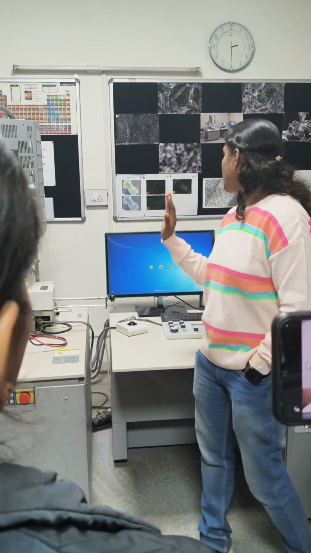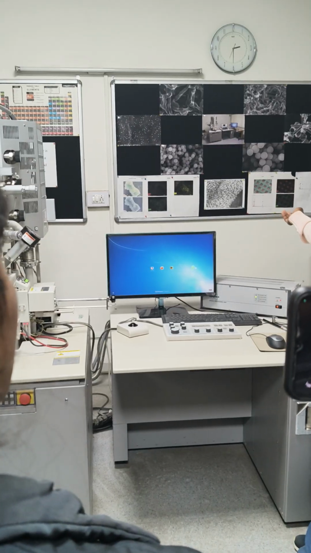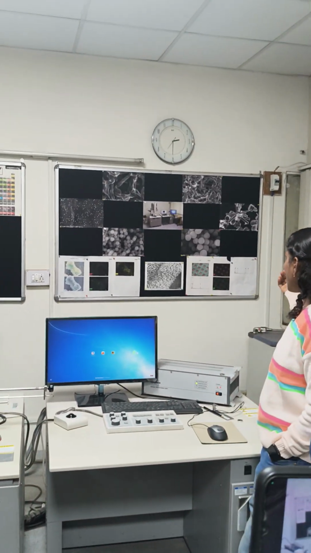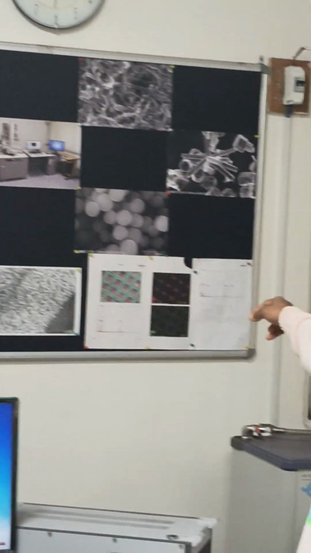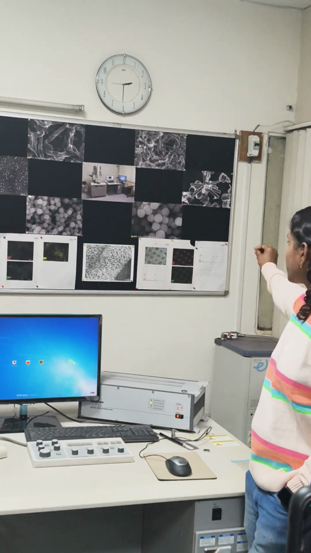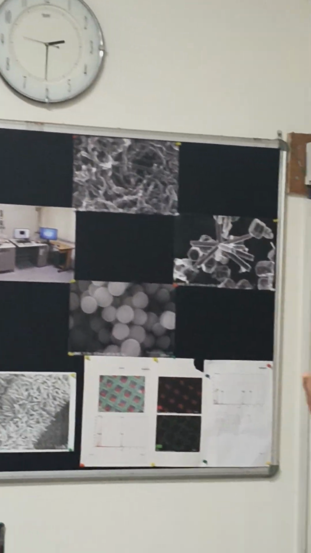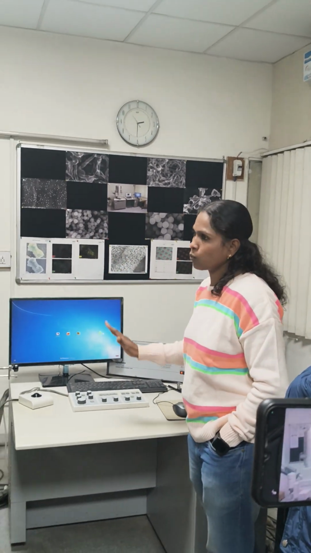And elemental composition also we can find out, how much percentage is present in the sample for all the elements. As well as mapping, where the elements are present. For example, red color is aluminium. Aluminium is present here only, and nickel is green color. Okay, so in that way we can prove that my deposition is present like this.